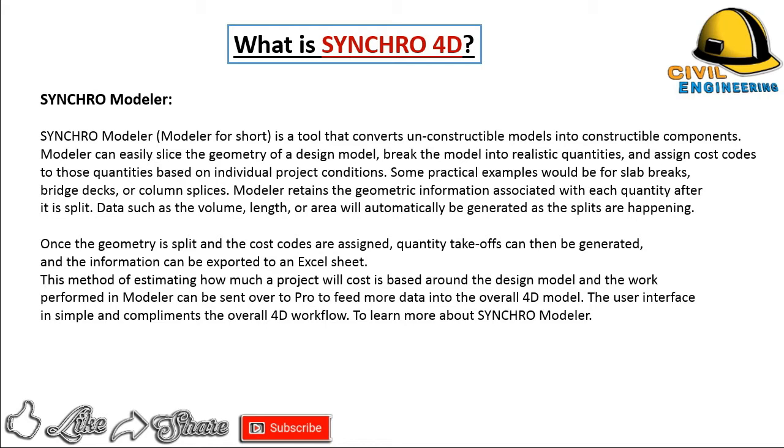Modeler retains the geometric information associated with each quantity after it is split. Data such as the volume, length, or area will automatically be generated as the splits are happening. Once the geometry is split and the cost codes are assigned, quantity takeoffs can then be generated, and the information can be exported to an Excel sheet.